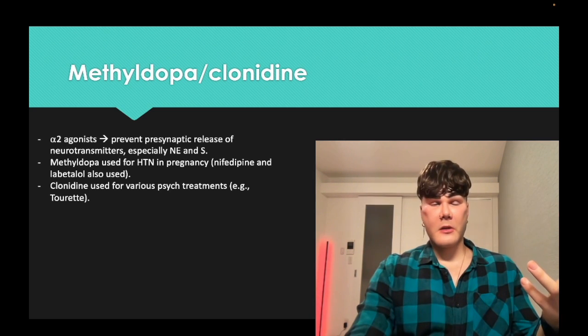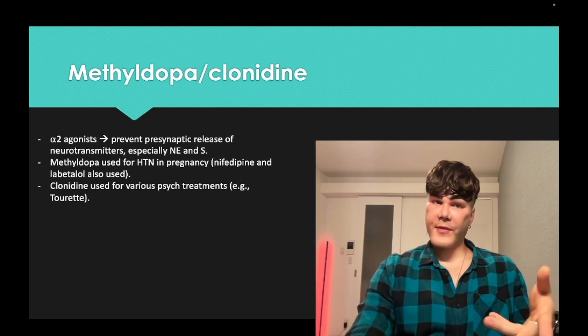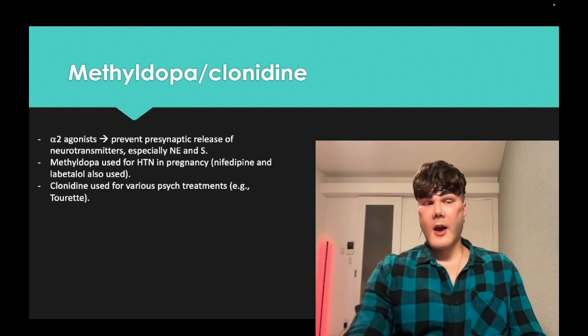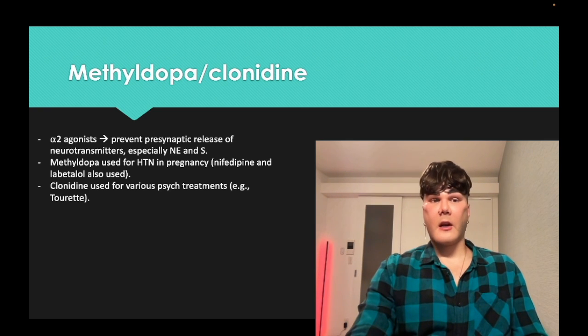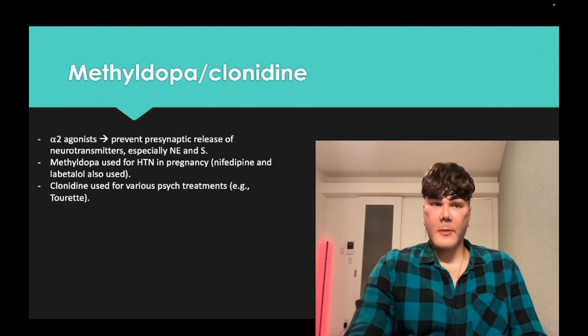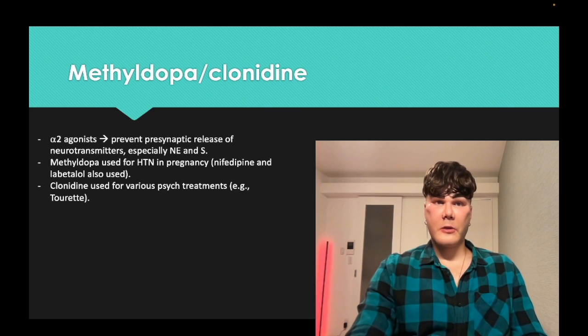So methyl-dopa, its use is in pregnancy classically. It's an agent for hypertension. Nifedipine, labetalol also used. And then clonidine is an alpha-2 agonist that can be used in psych for Tourette. It's a little bit weird, don't ask me why, but just know their mechanism of action in those two use cases.